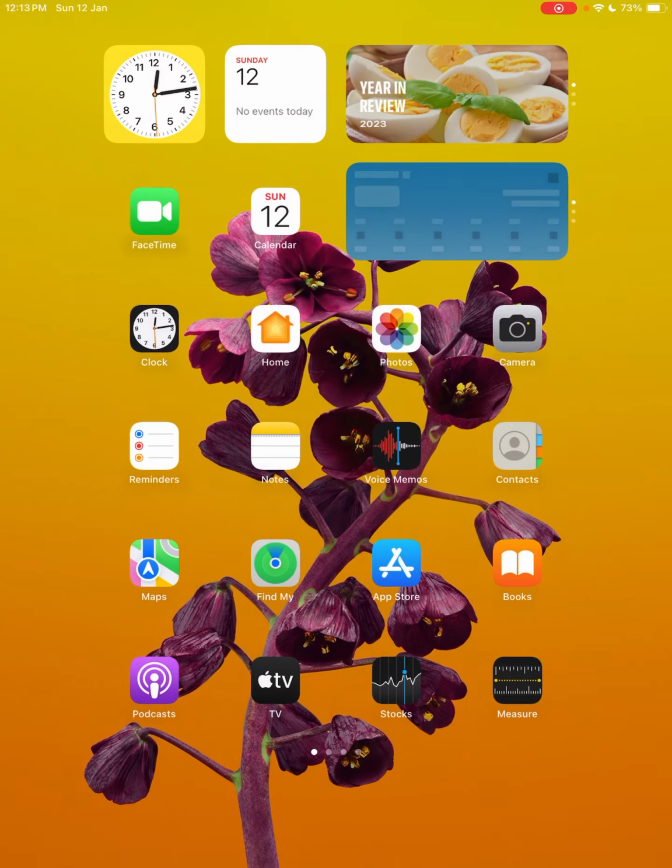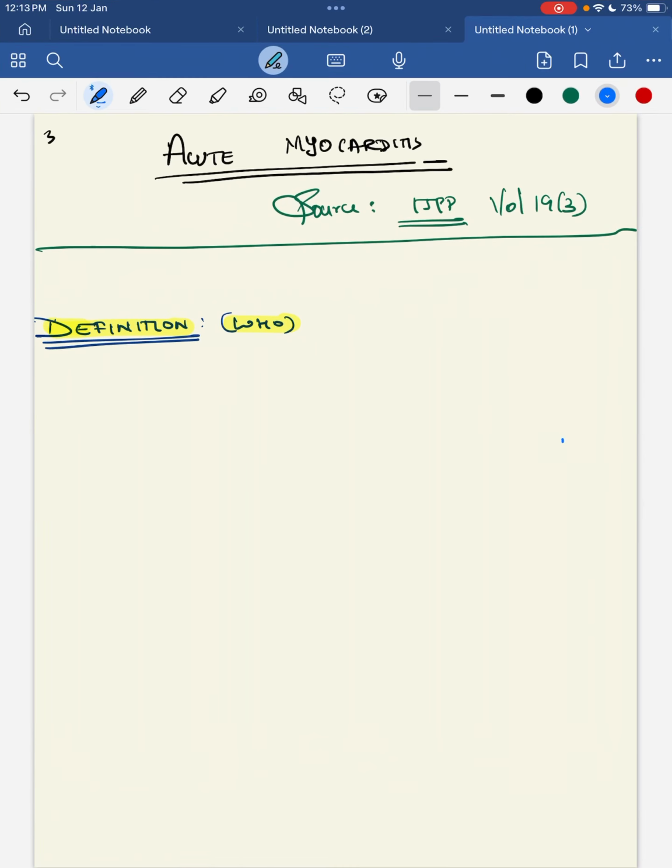Hello everyone. Today let's discuss a very important question. They have asked it many times as short notes and also as a long essay question in one of your previous year question papers, that is acute myocarditis. I have taken this whole topic from our IJPP article volume 19. Okay. So, going to the topic proper.